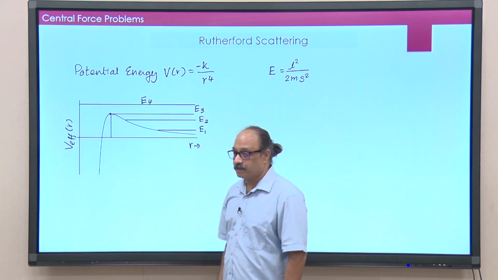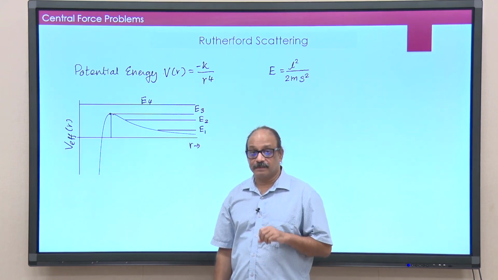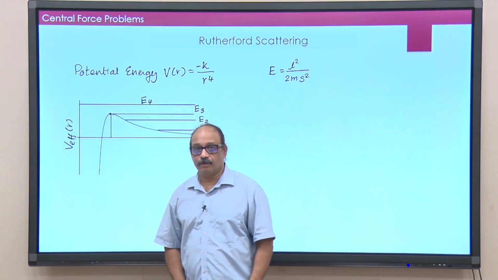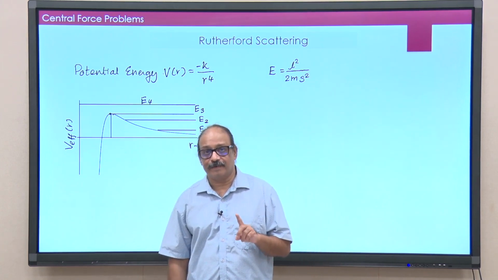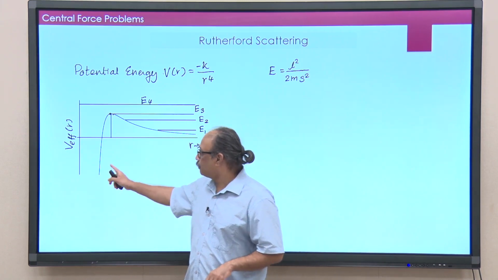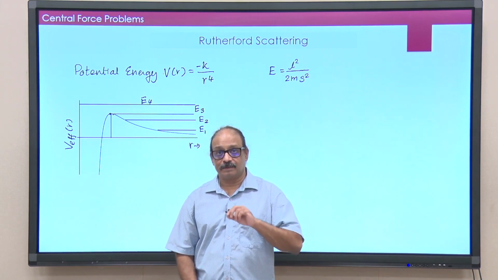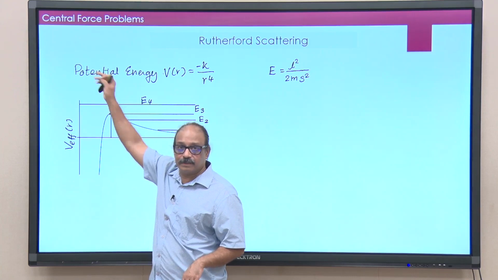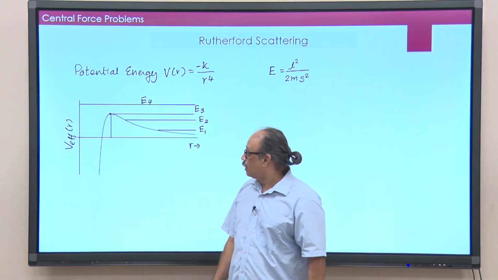1 over r to the power 4 is a rapidly increasing function as r goes to 0. So, quite naturally this graph will go all the way to minus infinity, unlike what happened in the case of the inverse square law. In that case, remember, as r goes to 0, 1 over r square dominates over 1 over r and the graph goes to positive infinity, but not in this case. In this case, it will go to negative infinity.